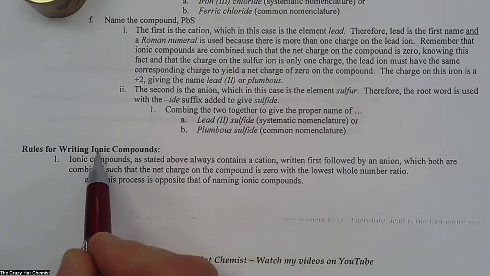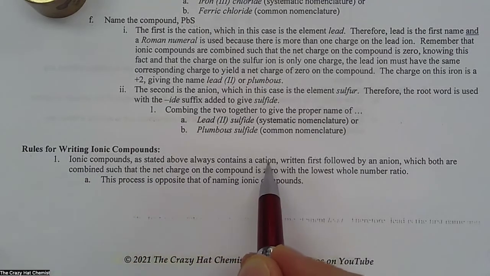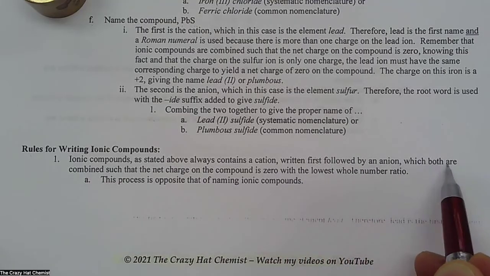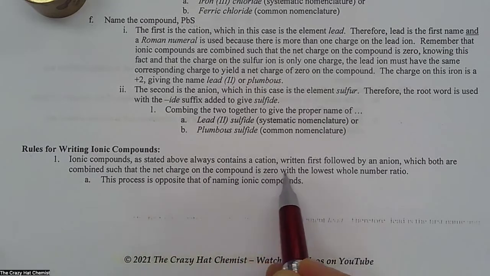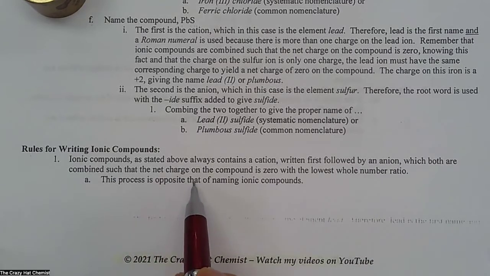Rules for writing ionic compounds. Ionic compounds, as stated above, always contain a cation written first, followed by an anion, which both are combined such that the net charge on the compound is 0, with the lowest whole number ratio. This process is opposite that of naming ionic compounds.